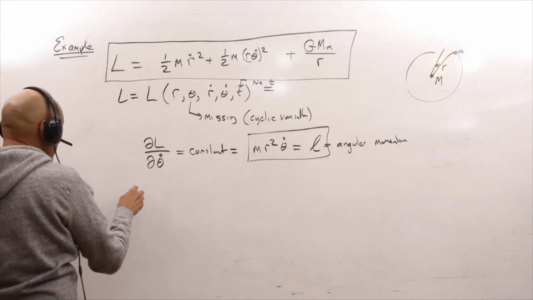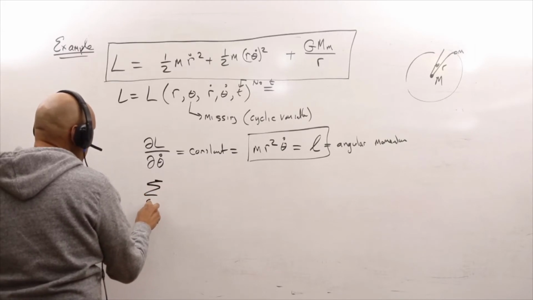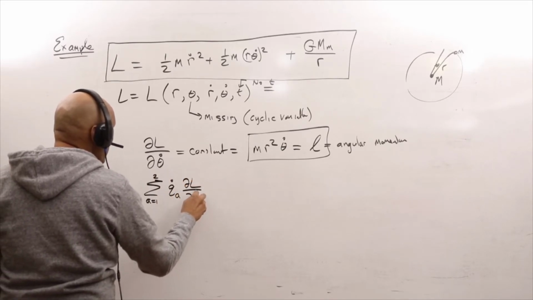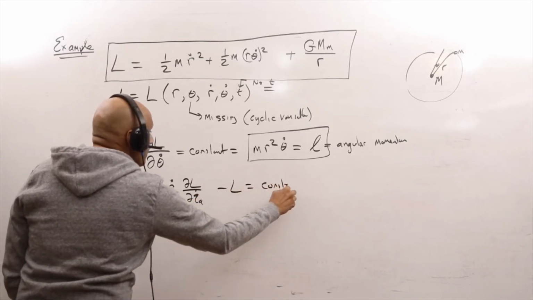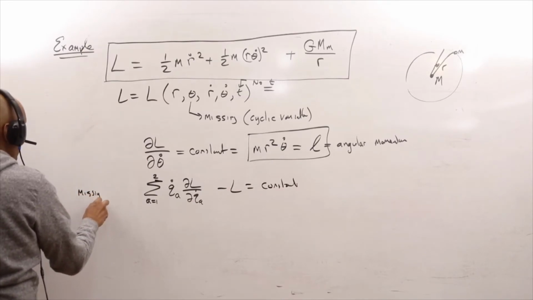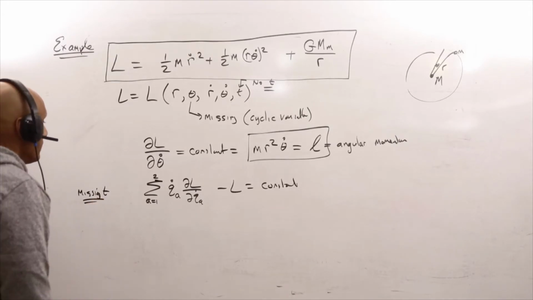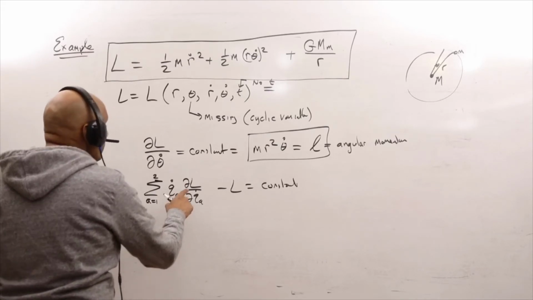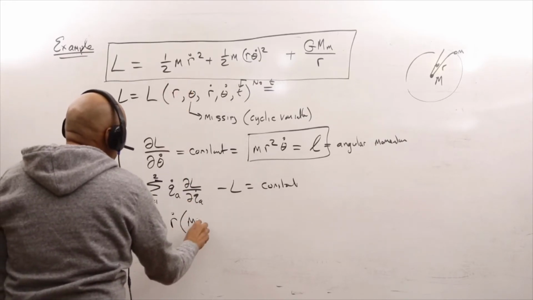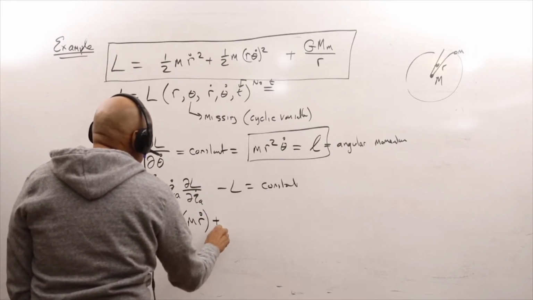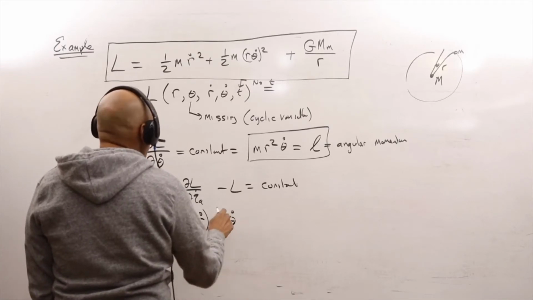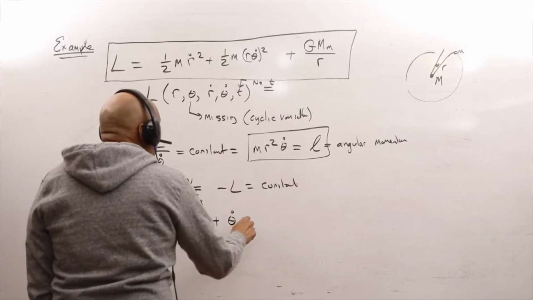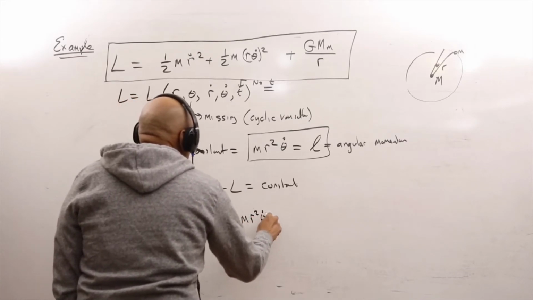Because t is missing, we also know, and this is a little more work, that the sum over the coordinates of q a dot times the partial of L with respect to q a dot, minus L, is a constant because there's a missing t. So let's calculate that. The first coordinate q a dot is r dot, and the partial of L with respect to r dot is m r dot. Then the next term is theta dot, and the partial of L with respect to theta dot, which we just calculated, is m r squared theta dot.